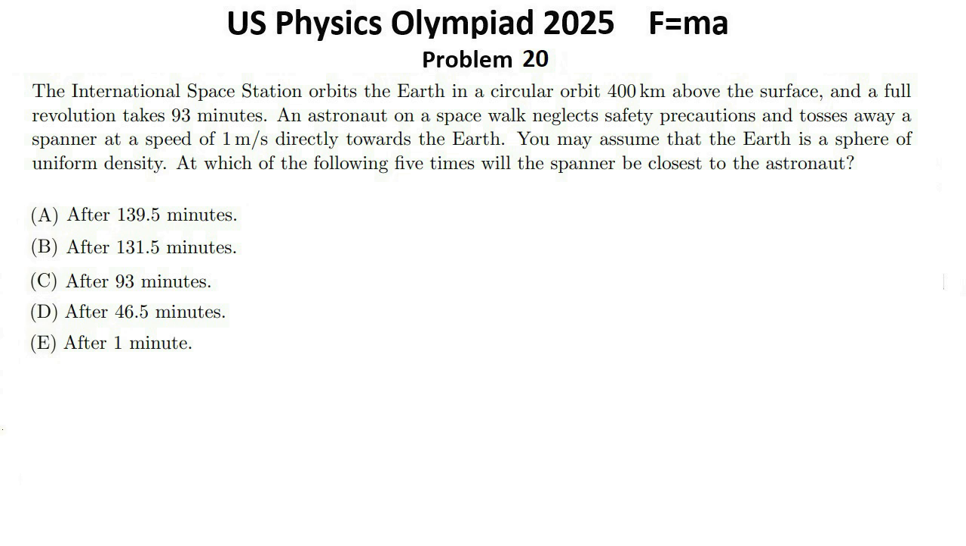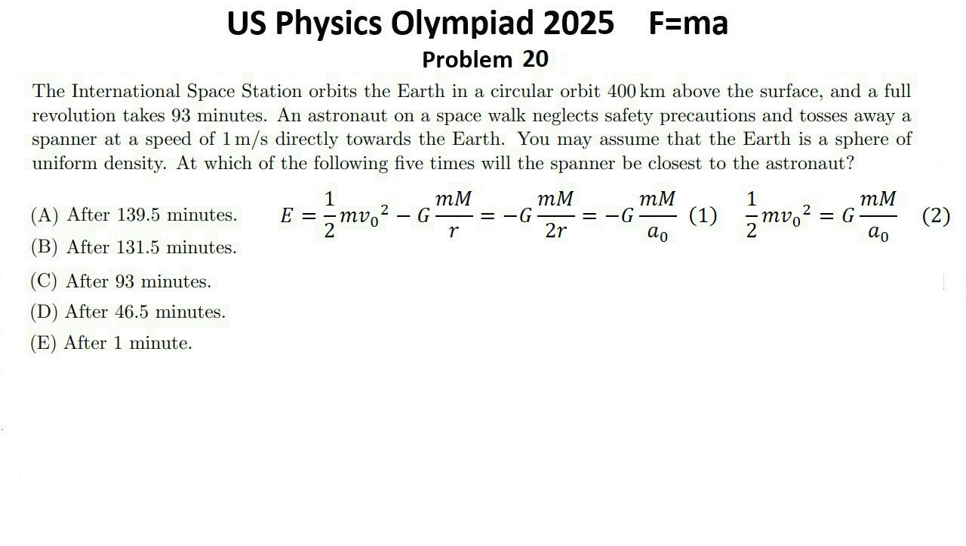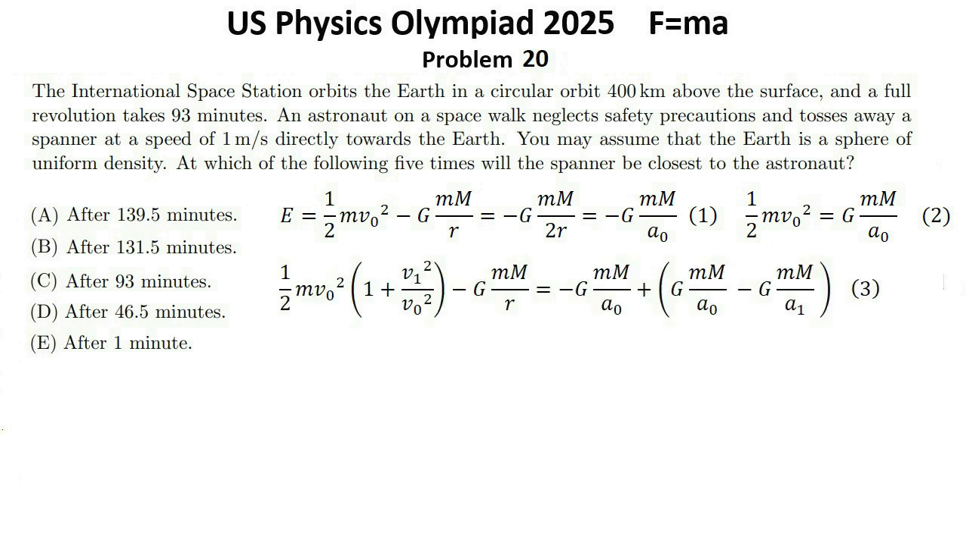Let us now estimate quantitatively the lag of the spanner after 1 revolution. The initial energy of the spanner in a circular orbit was, according to Formula 1, given in terms of V0, the orbital velocity of the ISS, the astronaut and the spanner, r, the radius of the ISS orbit, and a0, the semi-major axis of the station's orbit. Accordingly, Formula 2 is valid. After throwing the spanner, the total energy of the spanner obeys Formula 3, which after reduction turns into Formula 4.